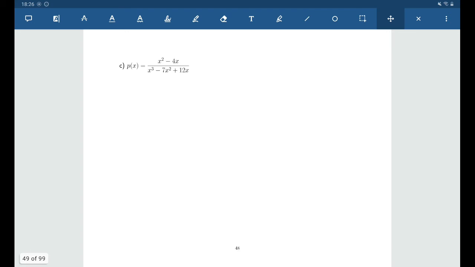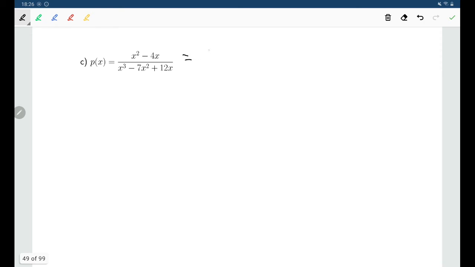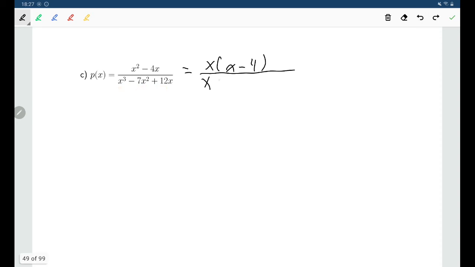Okay, one last one that I want to do. So here I've got p of x, and just quickly factoring this, the numerator factors as x times x minus 4. The denominator, you could take an x out as a common factor, and that would leave x squared minus 7x plus 12, and that would factor as well as x minus 3, x minus 4. So you can see that there's a couple of things that would cancel out, the x's and the x minus 4s, leaving you with just 1 over x minus 3.